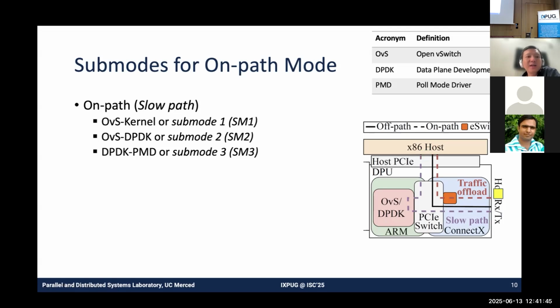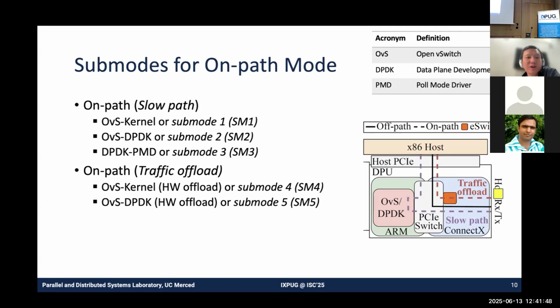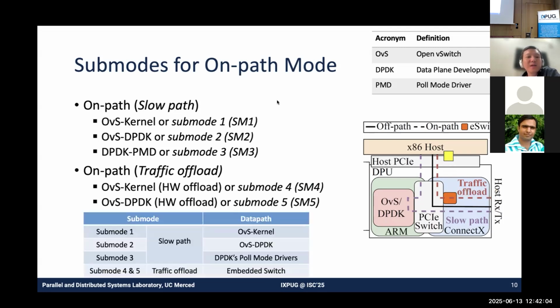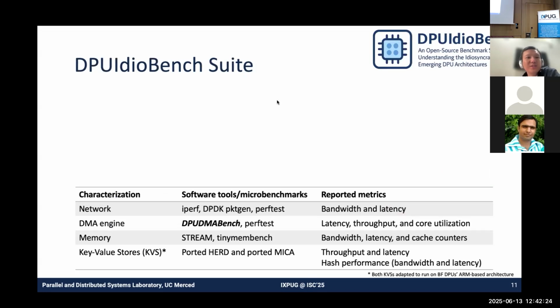That's called the slow path. And the other one is called the traffic offloading path. So basically, you can use a hardware offloading engine to speed up the OVS kernel as well as OVS DPDK mode, which are called submodes 4 and 5 respectively. So this is the corresponding path. Overall, you can see that even for the on-path mode, we have 5 different submodes available. So this definitely needs some studies to differentiate the performance as well as the characteristics correspondingly. So this motivated us to design.